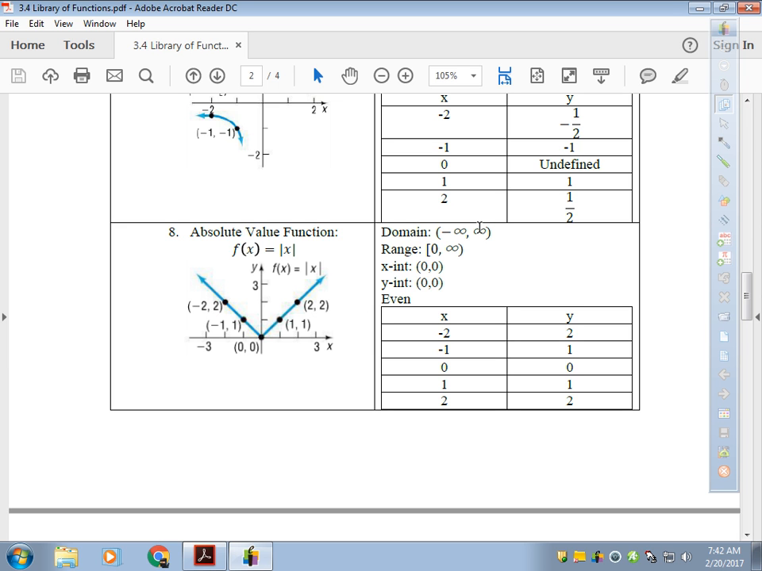The domain on this one is negative infinity to infinity. The range is 0 to infinity with a 0 included. The x and y intercept are both 0, 0 at the origin. It is an even function because it does have y-axis symmetry. And then our table of values: negative 2, 2; negative 1, 1; 0, 0; 1, 1; and 2, 2.